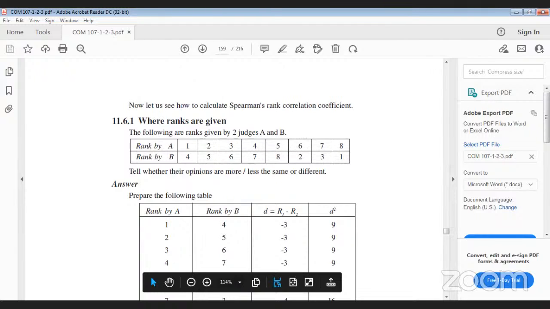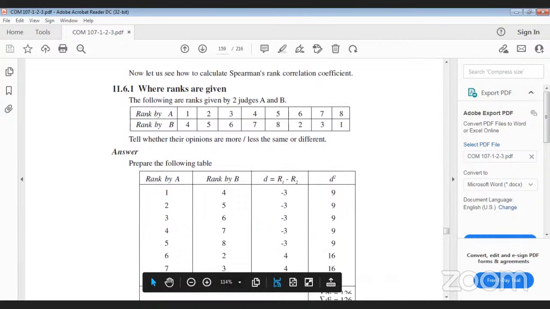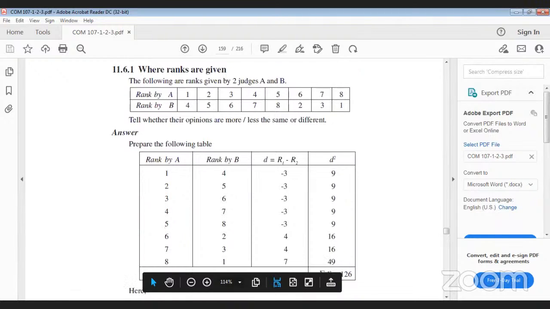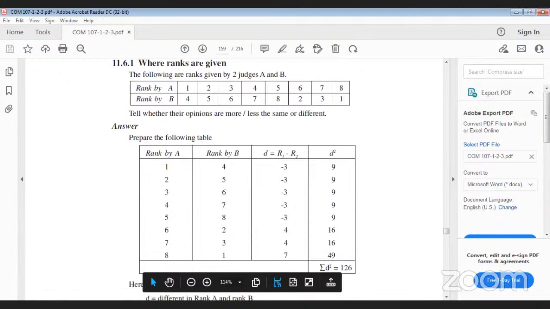The ranks given by B are 4, 5, 6, 7, 8, 2, 3, and 1. Now you are asked to tell whether their opinions are more or less the same or different. Here we have to solve this problem when ranks are given. The answer is also given in your book.